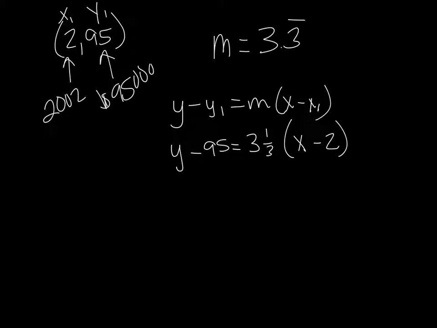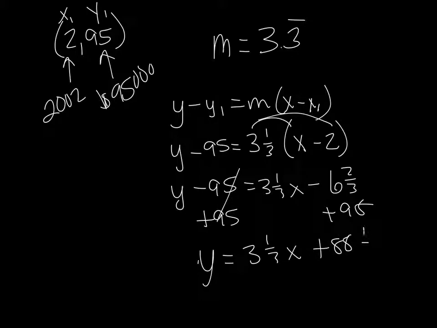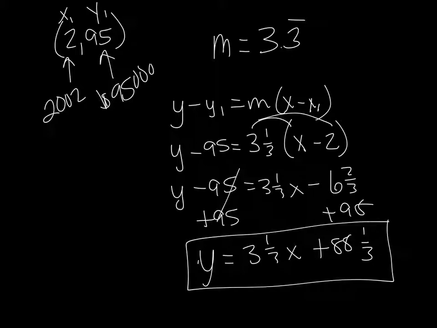So this is an equation of my line of best fit. I'm going to distribute: 3.3 repeating, or 3 1/3 x, and 3 1/3 times -2 is -6 2/3. I'm going to add my 95 over, and I get 3 1/3 x, and 95 plus -6 2/3 is 88 1/3. Okay, so here we have an equation of our line.